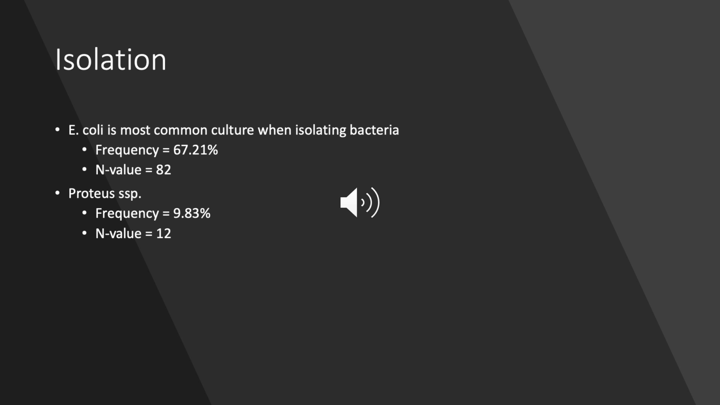When isolating bacteria in patients with a UTI, E. coli was by far the most common culture that was found. It had a frequency of 67.21%, and the sample size was 82.